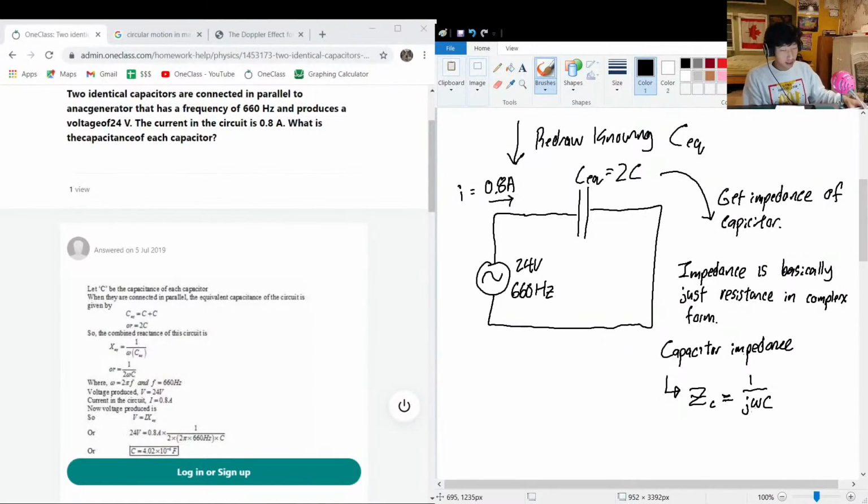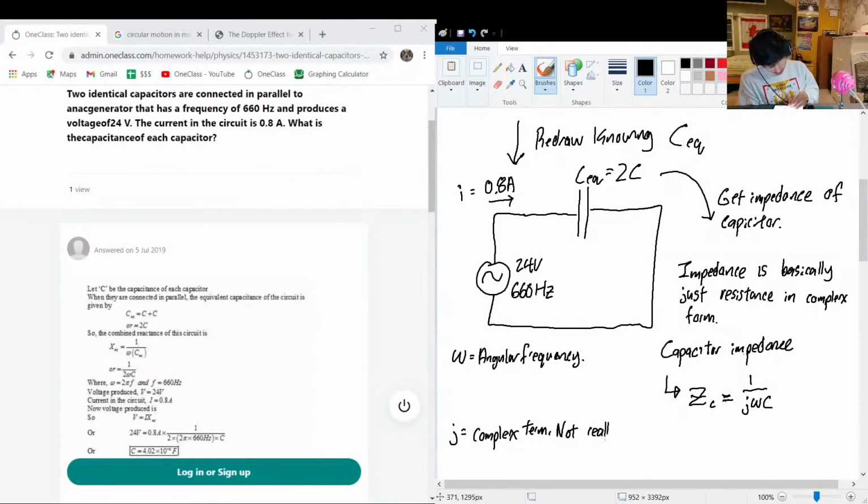And omega is angular frequency. And J is the complex term. And it's not really relevant for this particular circuit. But just keep in mind that it is there. You do need to be kind of familiar with complex numbers, but just keep in mind that this is the complex term. Not really relevant for this particular circuit.